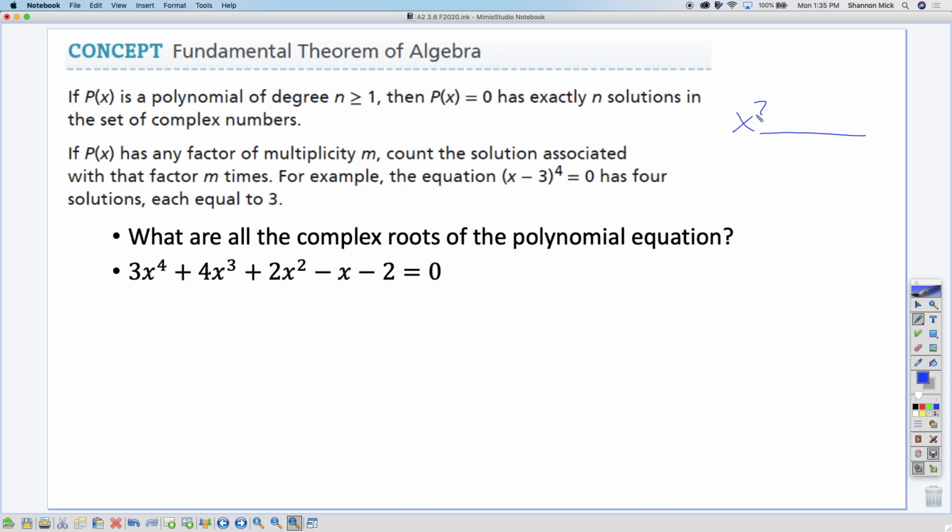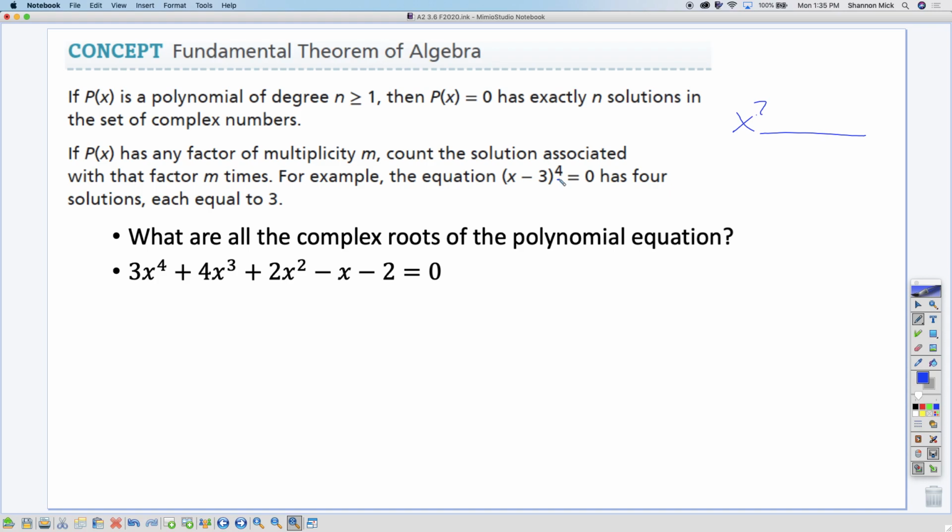How many solutions does this have? 4. Now, it's 3 four times, but are there 4 solutions? Yeah. What happens if it's 3 four times? What happens to the graph? It's an even number. Does it go through it or bounce off of it? It bounces off of it.